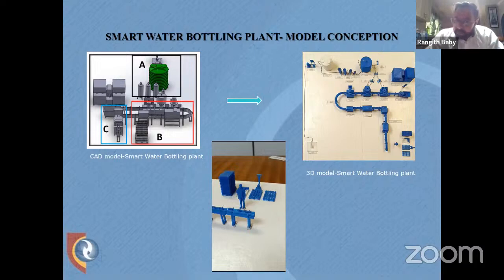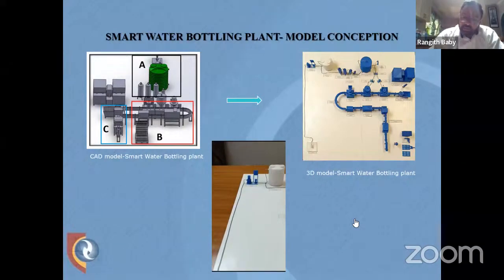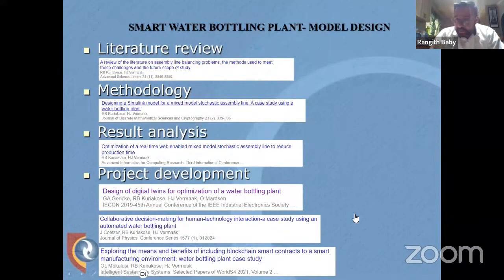So we went from a CAD model, and then we developed a 3D model, and we did a feasibility study to see if this would indeed be profitable. But since then, we moved on. Then we decided that we will now need to go on to the engineering side of the design. So a part of my doctoral study involved the development of this smart water bottling plant, although my focus was on optimizing the production of the plant itself.